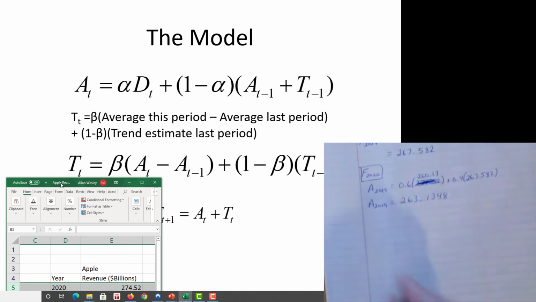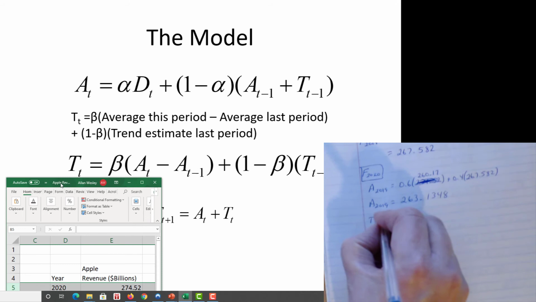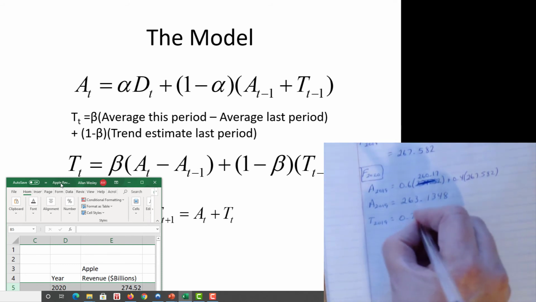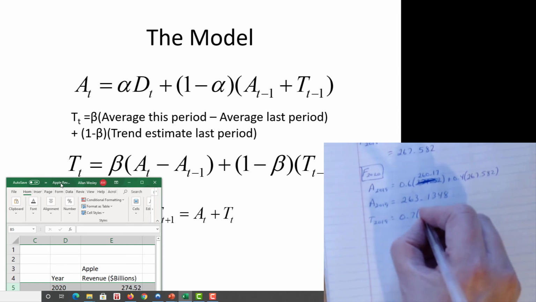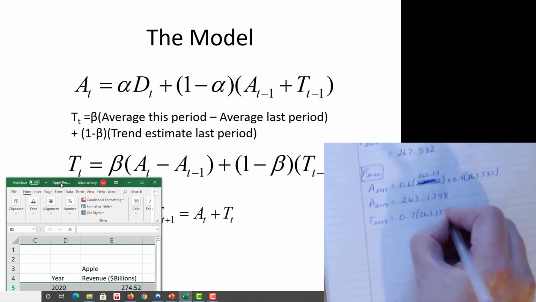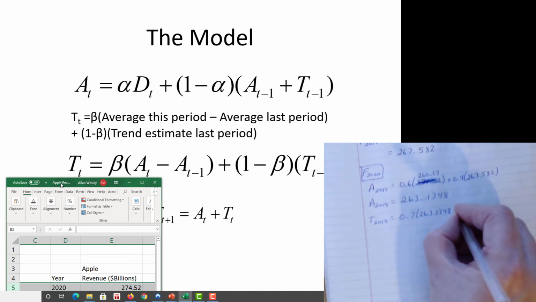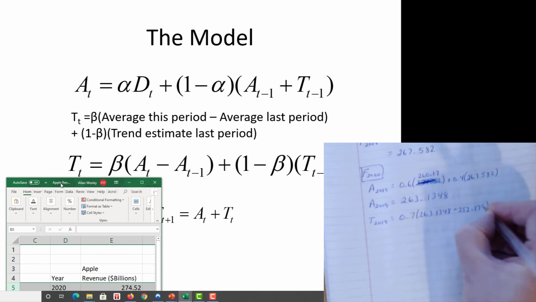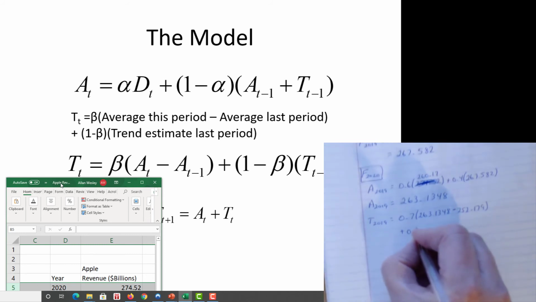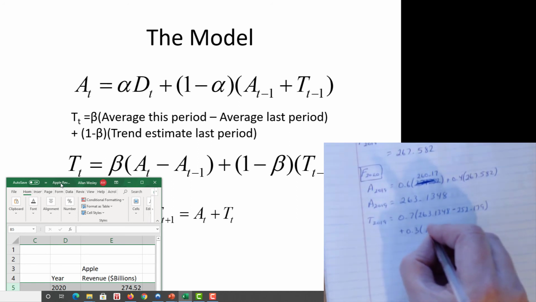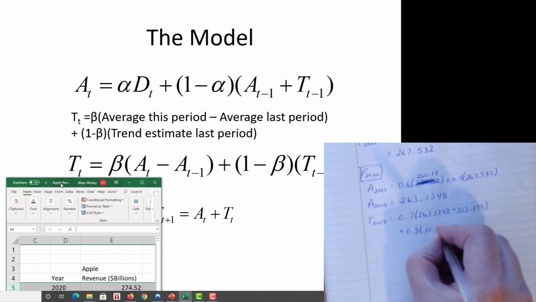The average for 2019 is 263.1348. The trend for 2019, that ever-changing trend, is 0.7 times the difference between the average in 2019, which we just calculated, minus the average in 2018, which we calculated a little while ago, added to 0.3 times the previous trend, which was $15 billion and a little bit of change.